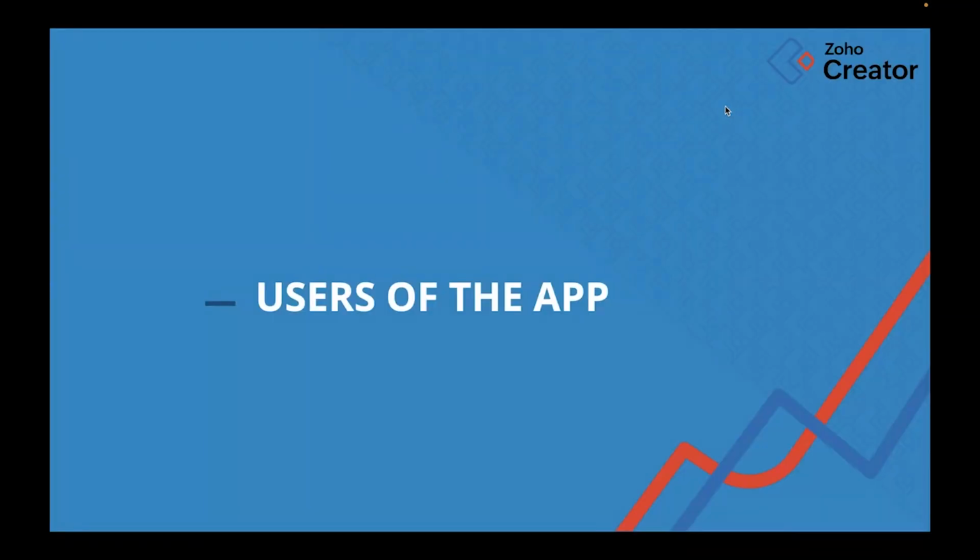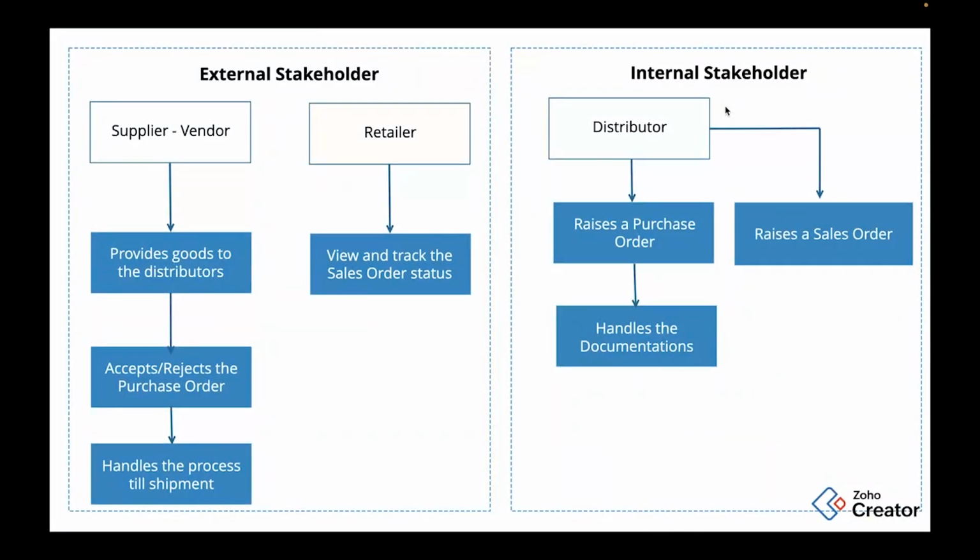Now let's see who are the users of the application. As I told you, we have developed an application. We have internal stakeholders of the application and external stakeholders of the application. The internal stakeholders of the application are the distributors. So we will be seeing the application. We have developed the application from the side of the distributors, and distributors will be the org users.